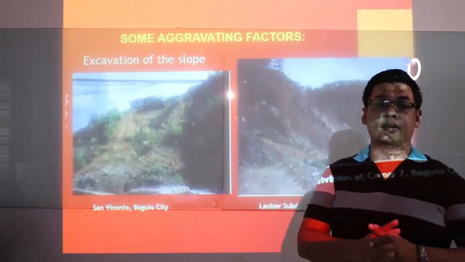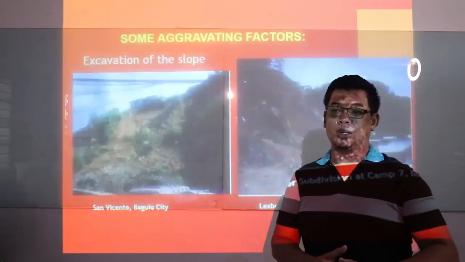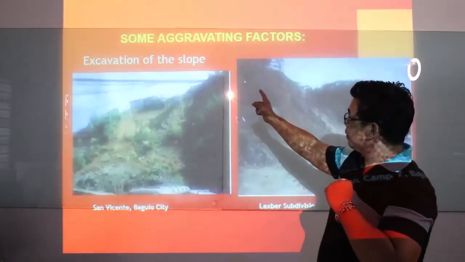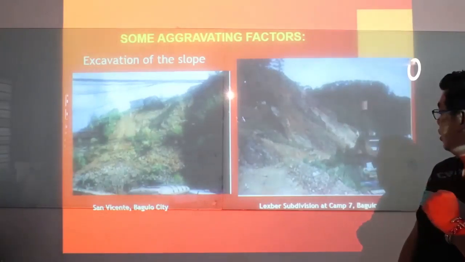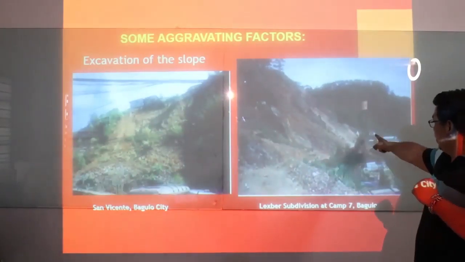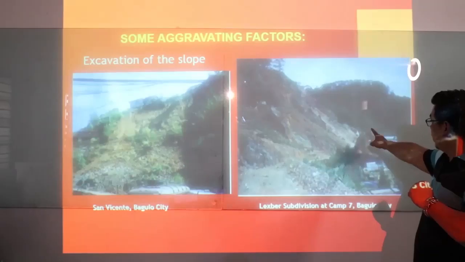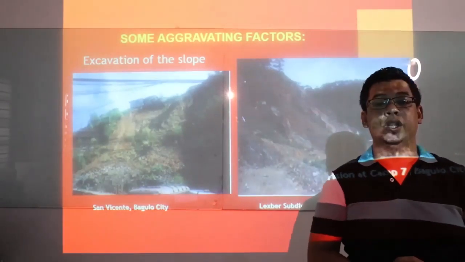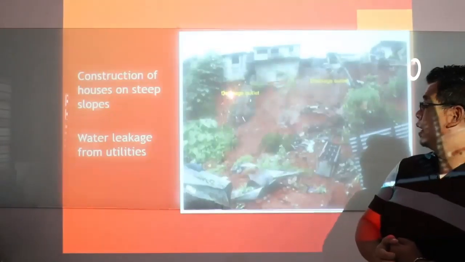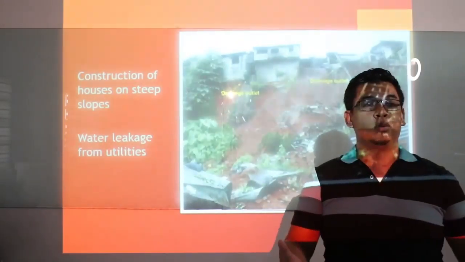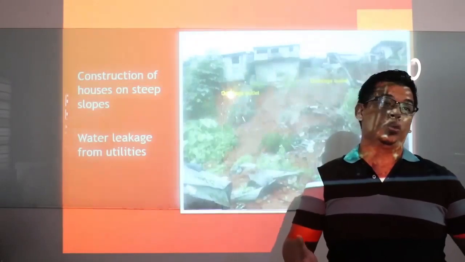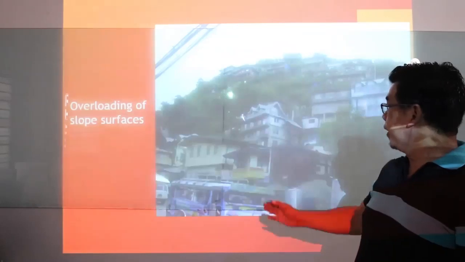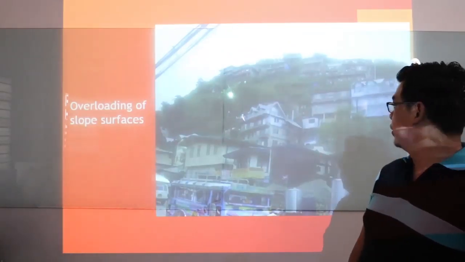So here are some of the aggravating factors with regards to landslide. We have excavation of slopes, and also you can see the land formation here, or the soil formation where it tends to fall down. That will give a risk to the community. So here is another example. One of the most dangerous is to have an unstable settlement of houses. Another example, overloading slopes and surfaces.